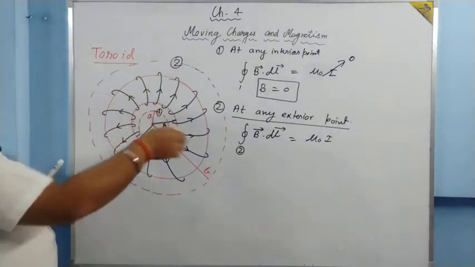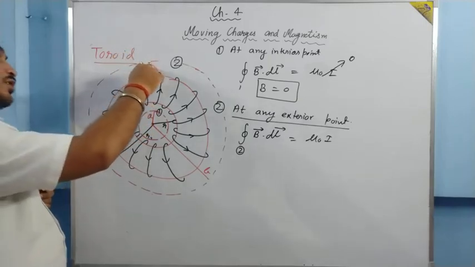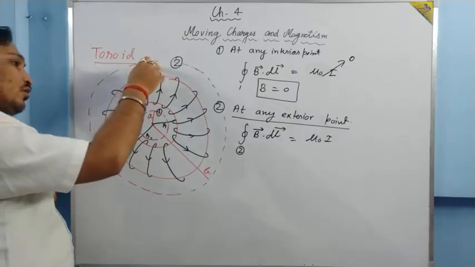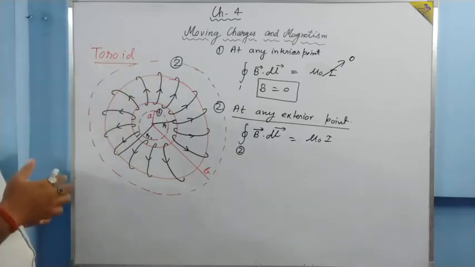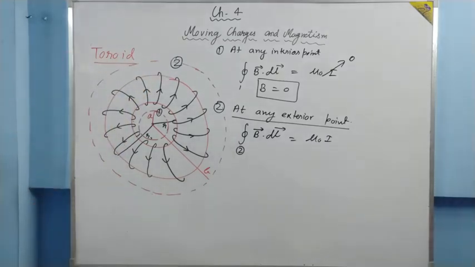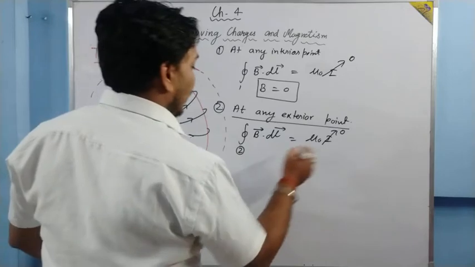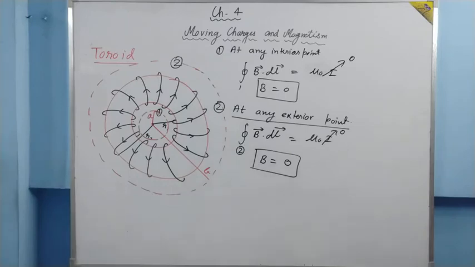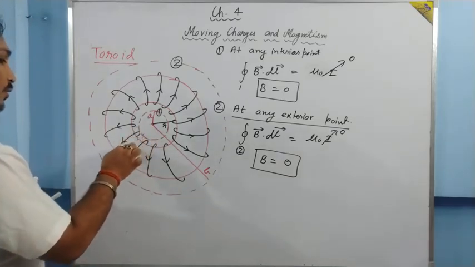But what happens? There is so much current passing through the loop, but it is coming out from this point and again goes in from this point. Coming out, it is threading the loop, but again it goes inside. The current coming out is equal to the current going in, and that's why the net current passing through the loop will be 0. So I is 0 here also, so B is equal to 0. So for any interior or exterior point, the magnetic field is 0.